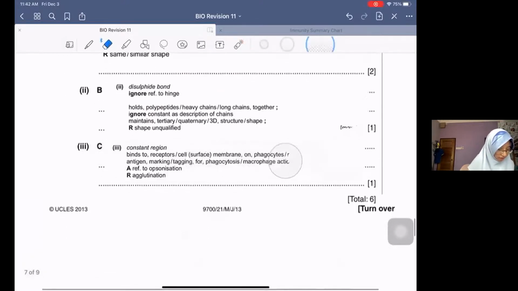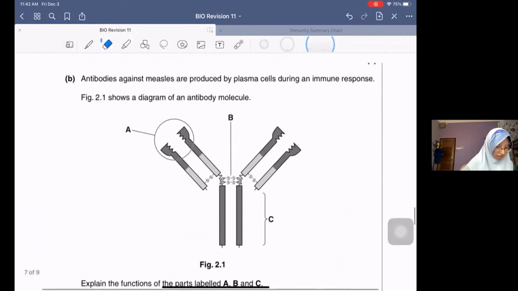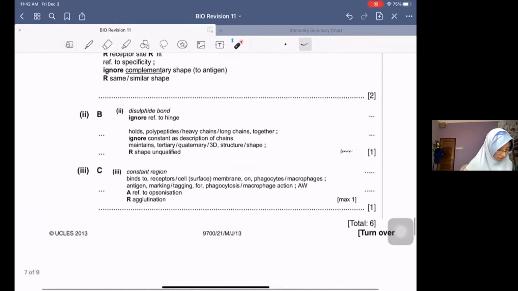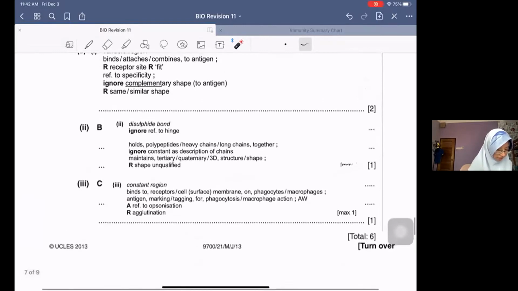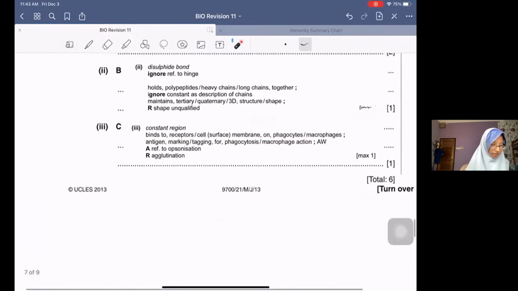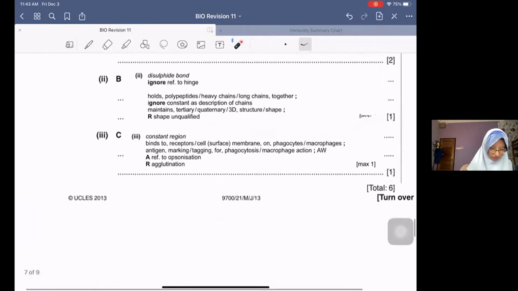Then C will be the constant region down here. This is only to bind to phagocytes and macrophages, not the antigens. All this is one mark only, so just give either one.